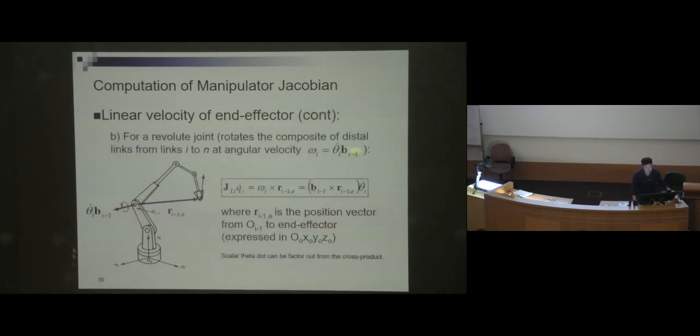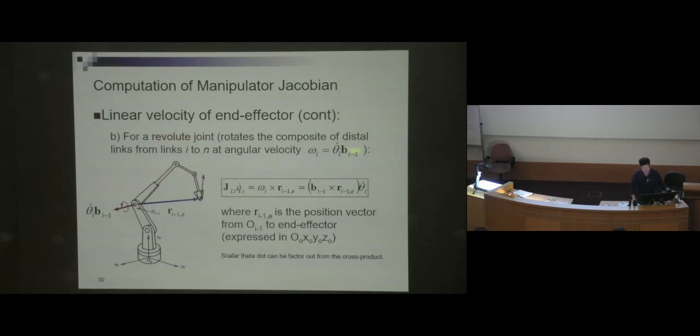For a revolute joint, if this joint is a revolute joint, it will rotate the end effector. It rotates the composite of the distal links, meaning the far end from link i to n, at angular velocity omega i equal to theta i dot b i minus 1. This is your b i, and this is the axis of the angular rotation. So J Li qi dot will be equal to your omega i cross r i minus 1,e.